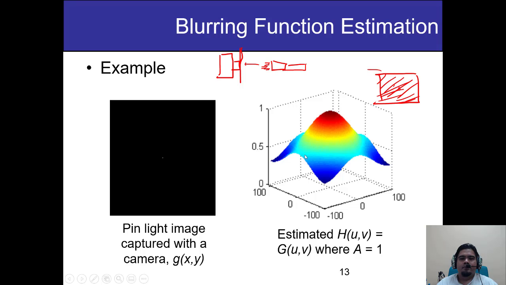Okay, this is the example. After they do this estimation, they take the output they get from this image and convert it by Fourier transform into the frequency domain. So this is how the estimated H looks after it is generated in 3D.